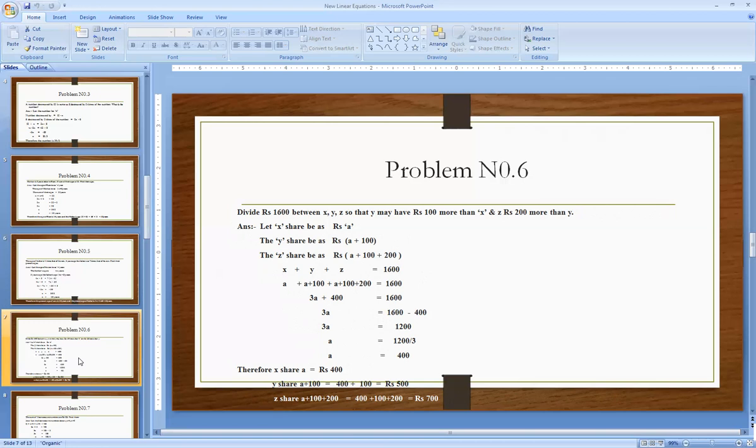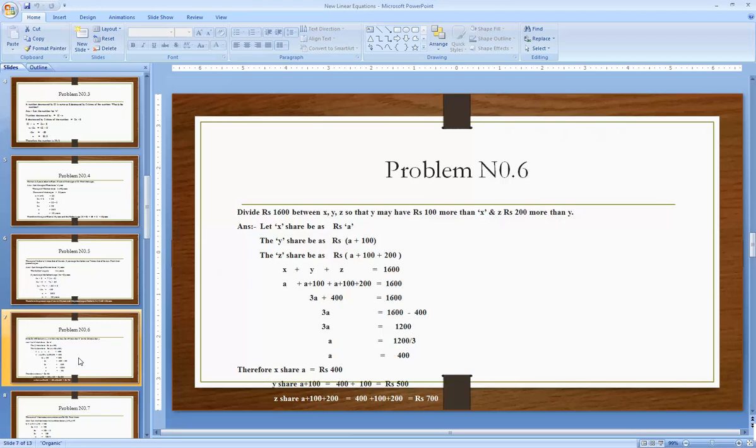And how the values have to be shared, they have given very clearly: y may have rupees 100 more than x. So whatever amount we are going to share to Mr. X, 100 rupees more should be given to Mr. Y. And also Z gets rupees 200 more than y. Whatever amount is received by Y, plus 200 should be added to Z's share.